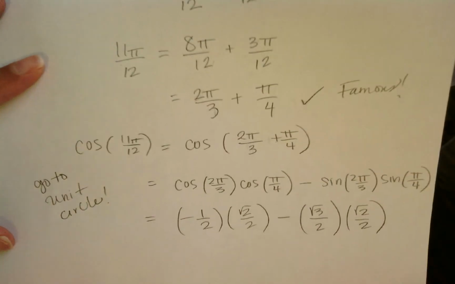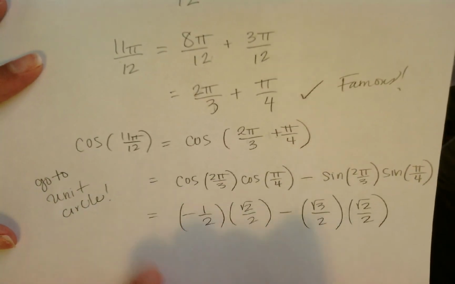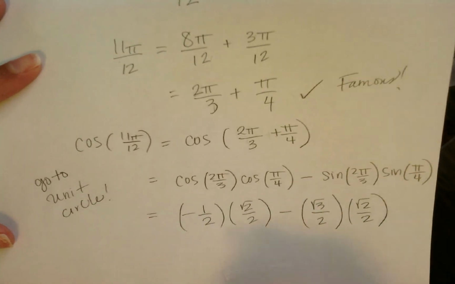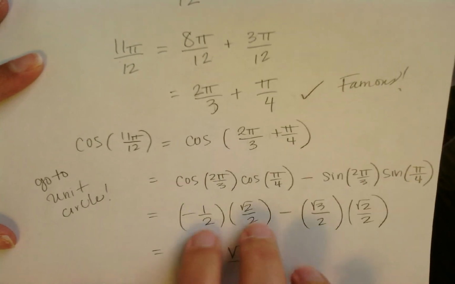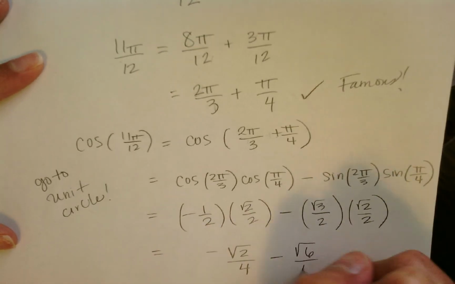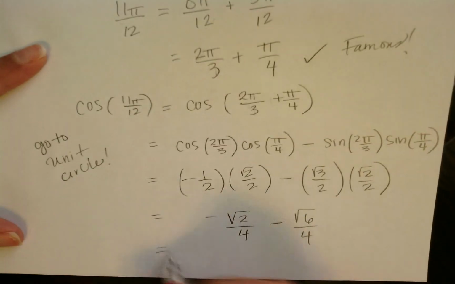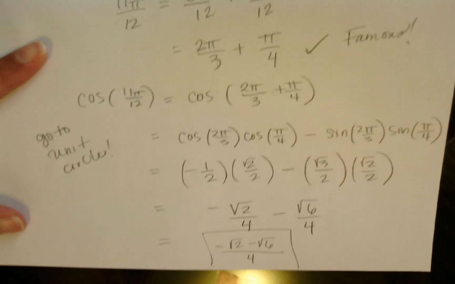So you know that unit circle by heart. You should know it by heart already. I'm just double checking, did I do that right? That's a negative, yeah, okay. So this equals negative root 2 over 4. Make sure you multiply straight across. Minus root 6 over 4. And then when you put that together, negative root 2 minus root 6, over 4. You can factor out a negative if you want, but it's not going to make a difference. It's still going to be there.